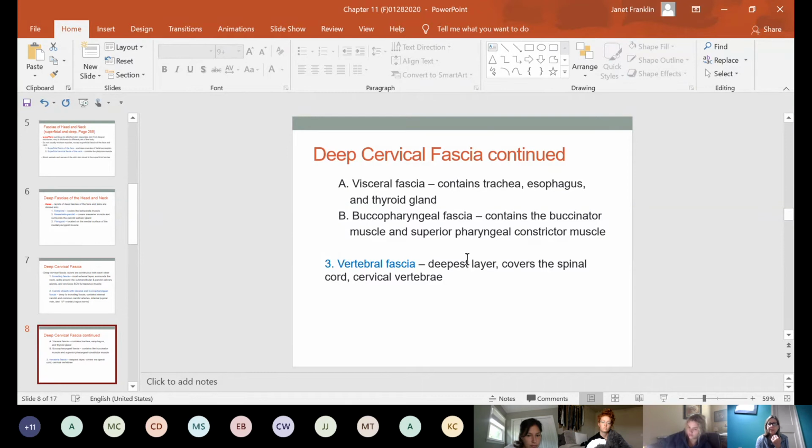And your vertebral fascia covers the spine and the vertebrae. So your vertebral sounds just like vertebrae. Think of vertebral, vertebrae.